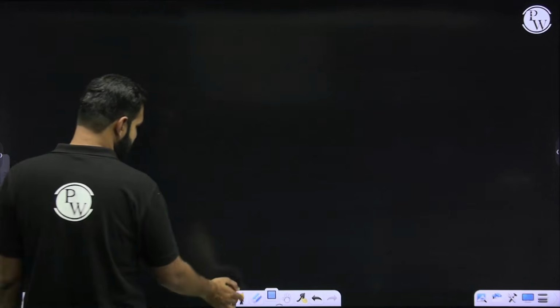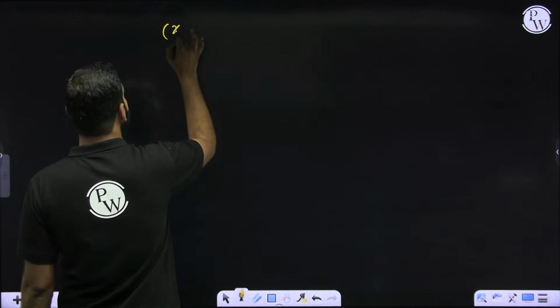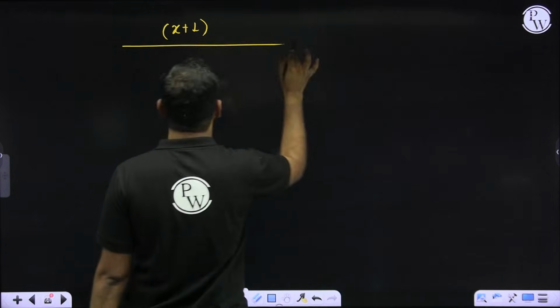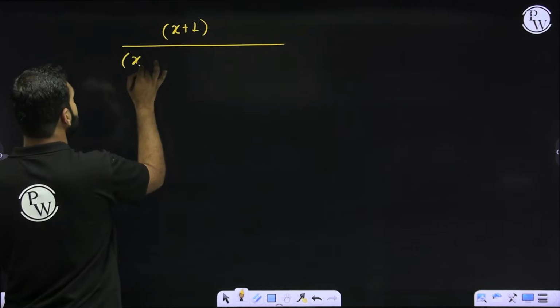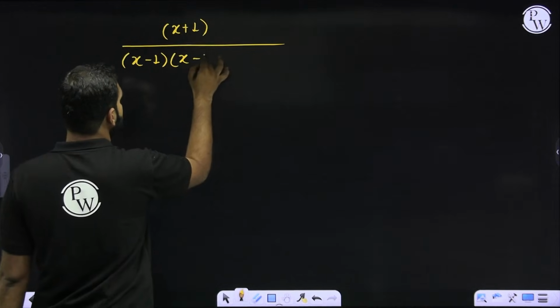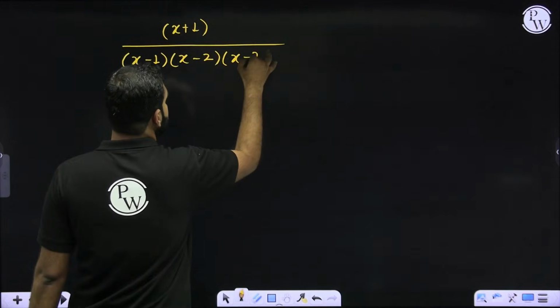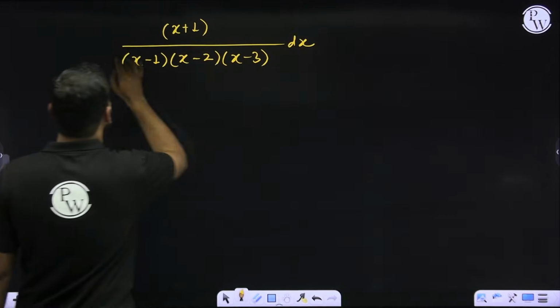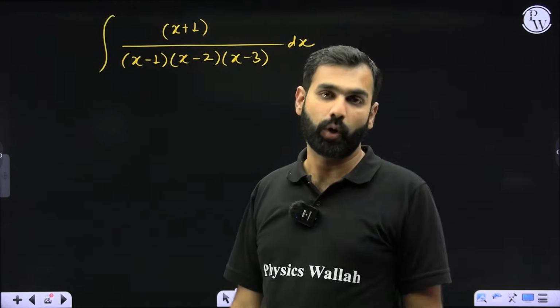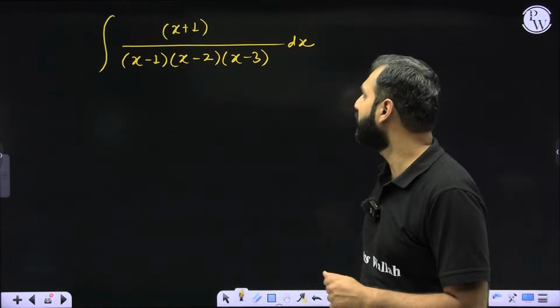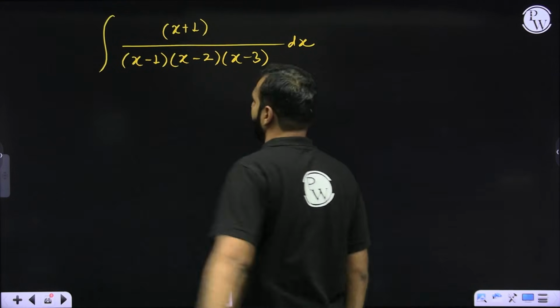So let's say I'm given a question where I need to integrate x plus 1 whole upon x minus 1, x minus 2, x minus 3. And let's say this needs to be integrated. Now most of you must be saying, sir, it is linear upon cubic. This is what you haven't taught us. So here in this case, we must have it in the factorized form.